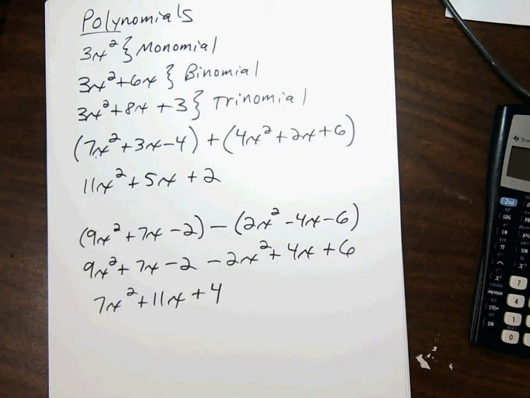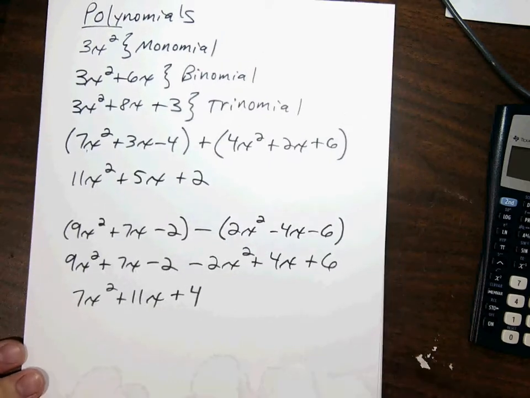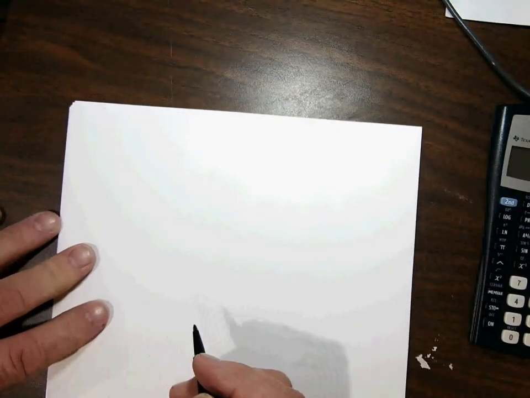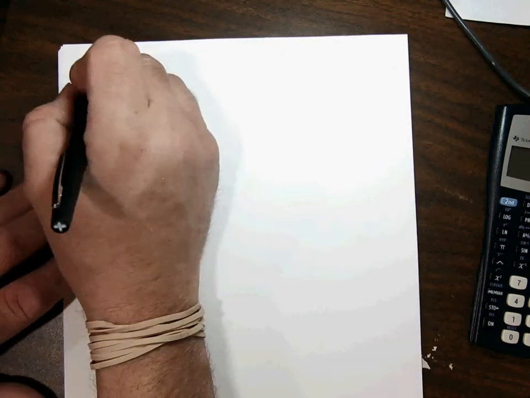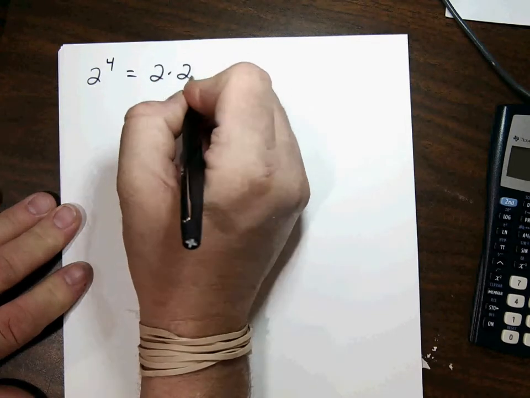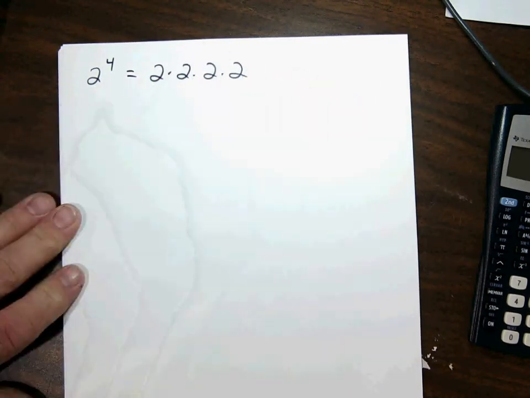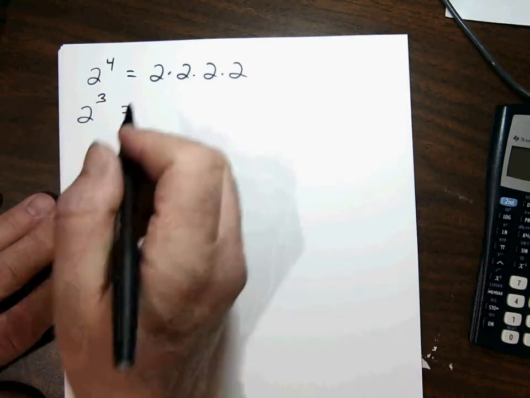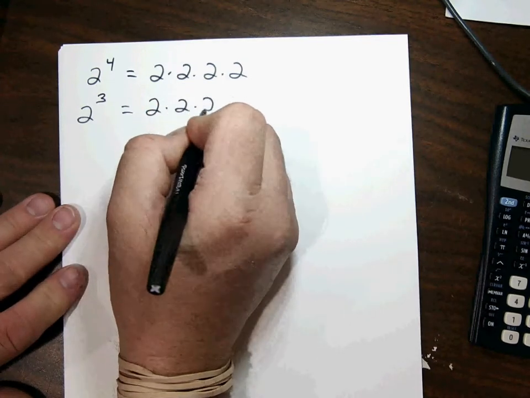Adding and subtracting. What about multiplying? Now for that, we have to review a little bit about exponents. All right, let me get a fresh page here. Let's go back to the world of exponents. If I gave you 2 to the power of 4 and asked you to expand it out, you'd say, well, that means 2 times 2 times 2 times 2, right? And if I ask you the same question with 2 to the power of 3, you'd say, well, 2 times 2 times 2.